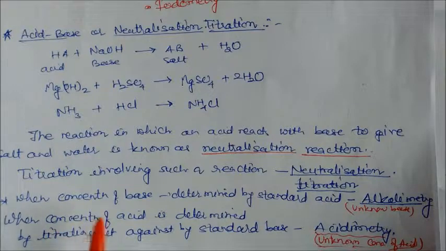When the concentration of a base is determined by a standard acid, this is called alkalimetry, because we are determining the unknown base. And when the concentration of an acid is determined by titrating it against a standard base, so we don't know the concentration of the acid, this is called acidimetry. So acidimetry means we don't know the concentration of the acid, and in alkalimetry we don't know the concentration of the base. This is the basic meaning of acid base titrations.